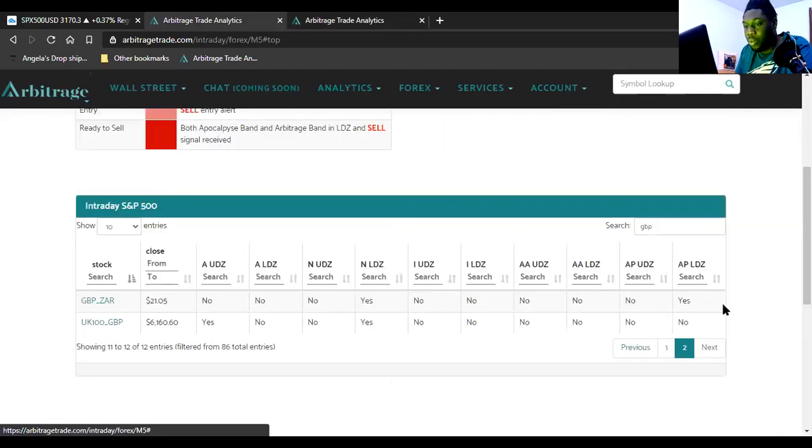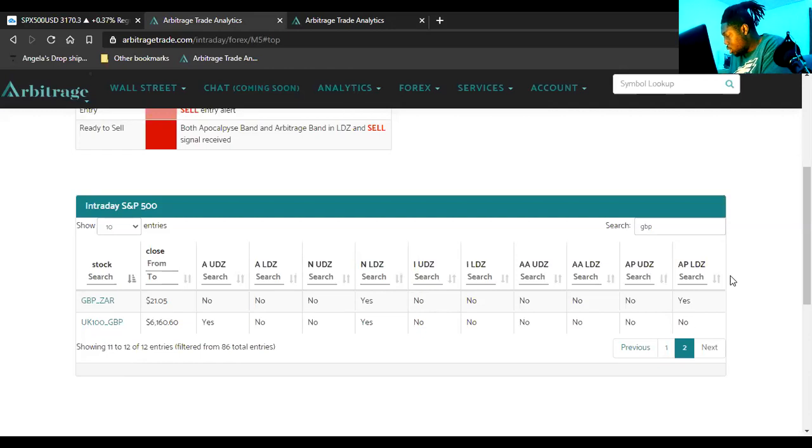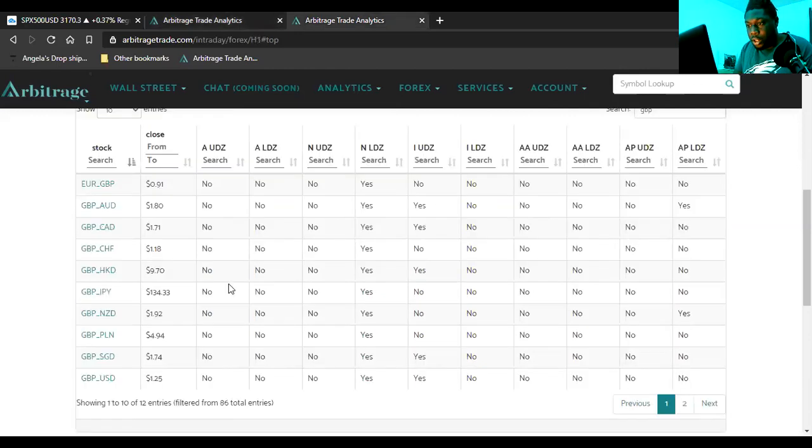And we have GBPZAR as a yes. I don't really trade that pair, but I'll take a look at it because, hey, why not? GBPZAR, and it's at the lower danger zone. Go on the 1 hour, and same thing. No, no, no, no, no.